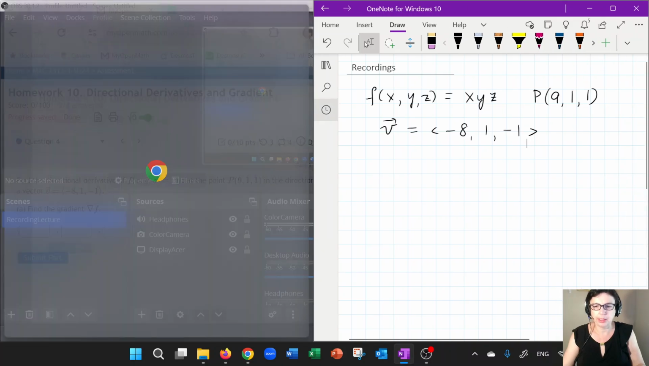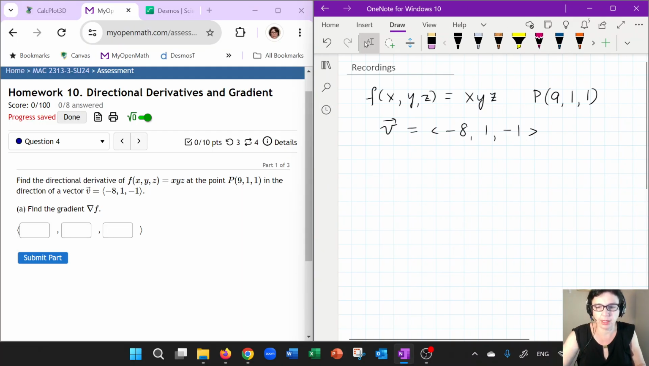Step number 1, let's find the gradient. So what's the gradient? Gradient of f. Now, think about taking the derivative of x, y, z, which are multiplied, with respect to x. When you're taking the derivative with respect to x, the other variables are considered like numbers, so they're constants. So derivative with respect to x will just be yz.